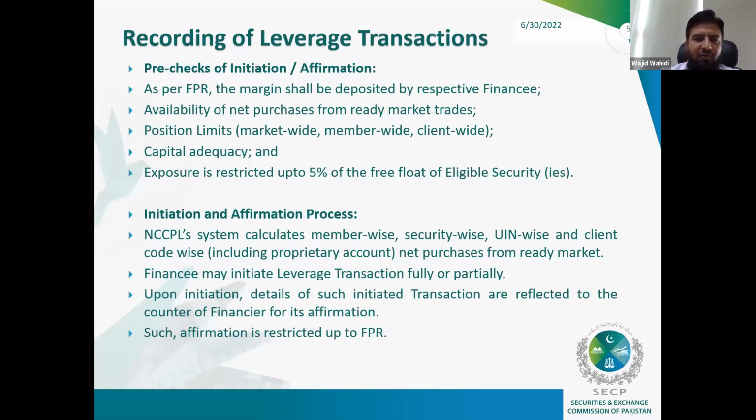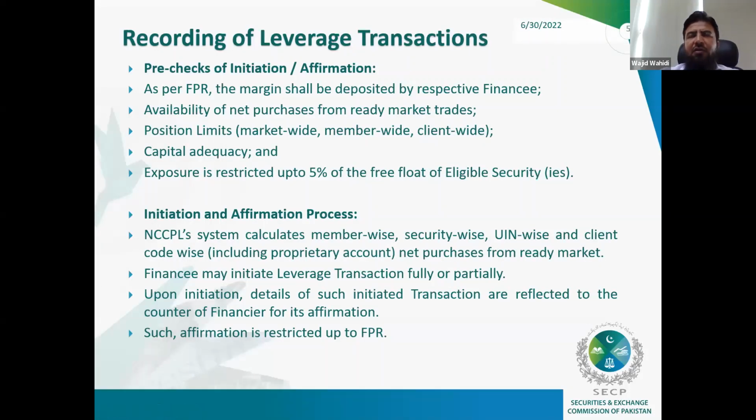So before moving into details of the products, this is the common practice for the leverage transaction. Once an investor wants to buy a share and he has less liquidity, he needs money. They need to borrow money from the broker, or from a financial institution, or from the system that is provided by NCCPL.